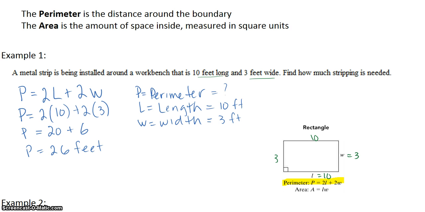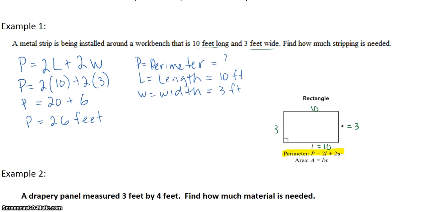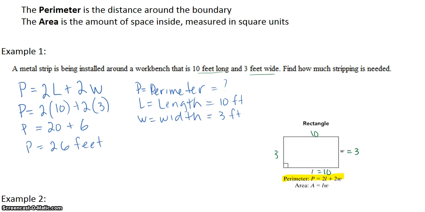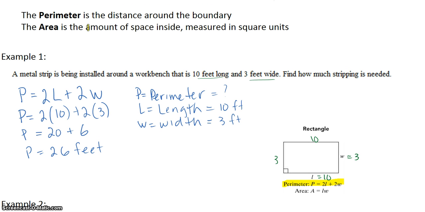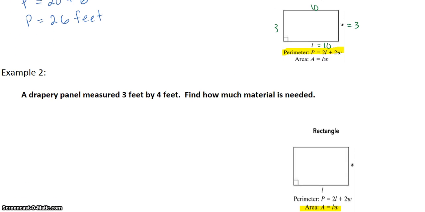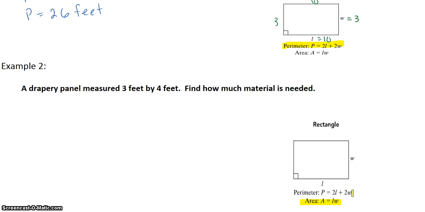So that's an example of perimeter. Let's look at example 2. A drapery panel is measured 3 feet by 4 feet. How much material is needed? Well, now we're talking about the amount of material, the amount of the inside space. The area is the inside space. It's still a rectangle, so we know it's going to be area.